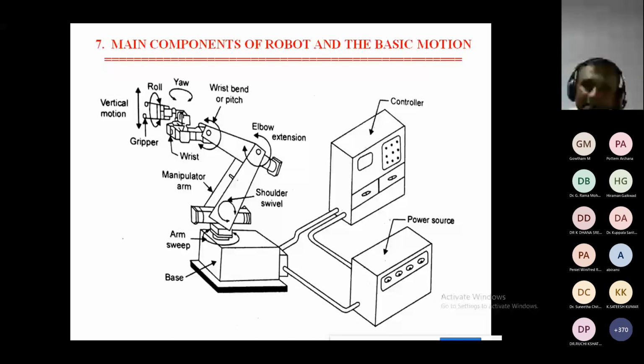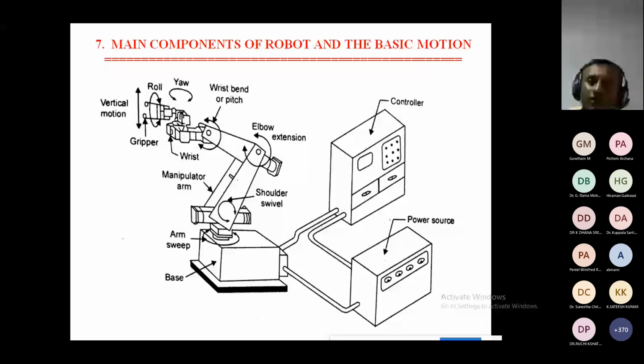It has a base, an arm sweep for the movement, a shoulder for again movement, then a link, then another link. Two links get connected by a joint. And degree of freedom means up to what extent, or in how many directions, the movement of the link and the system is allowed. Based upon that, we define it as a 3 degree of freedom robot, a 6 degree of freedom robot, or an 8 degree of freedom robot.